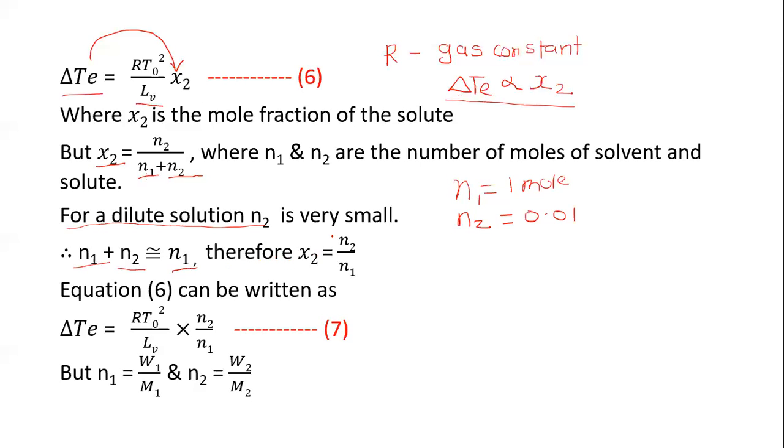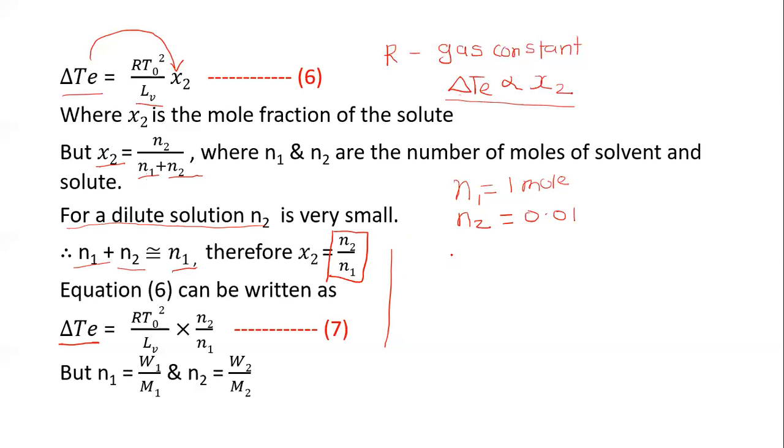Therefore x2 is equal to N2 divided by N1, that is, the number of moles of the solute divided by the number of moles of the solvent. So equation 6 can now be modified in this way. We put x2 equal to N2 upon N1. So equation 6 can be written as delta T equals RT0 square upon LV into N2 upon N1.